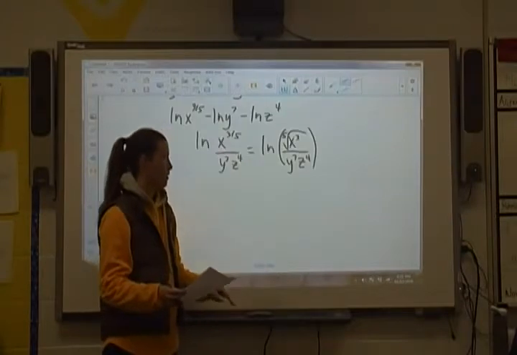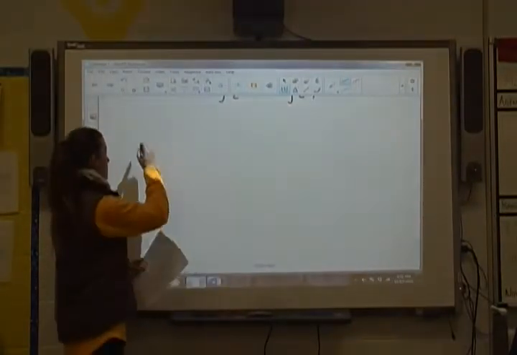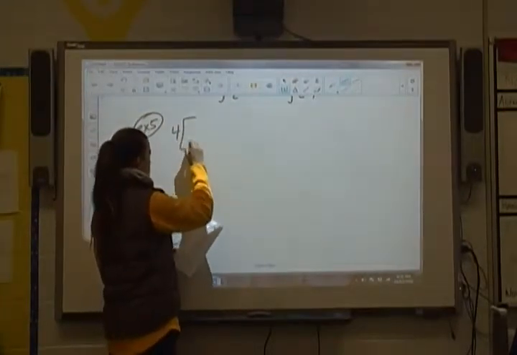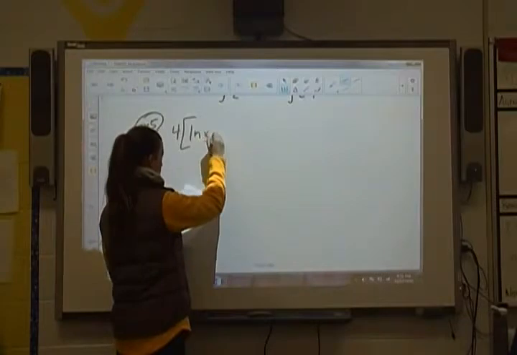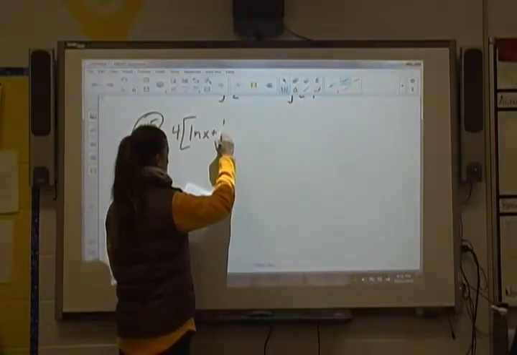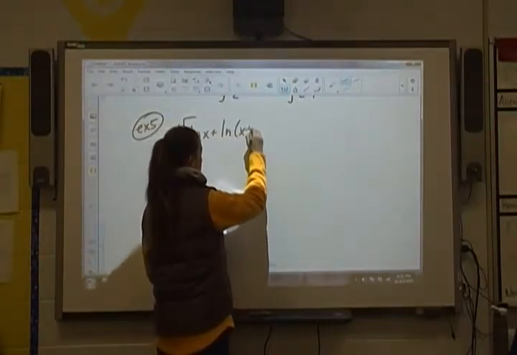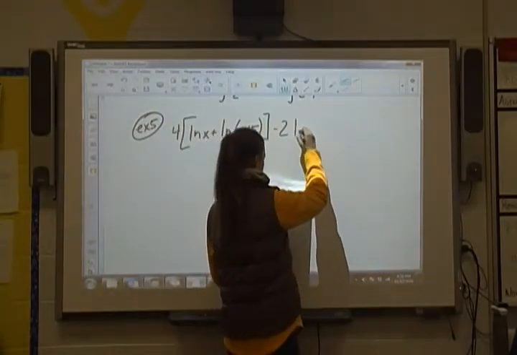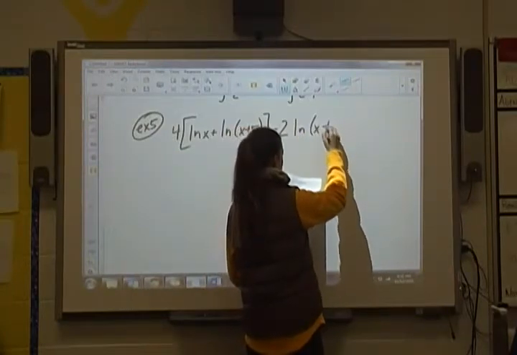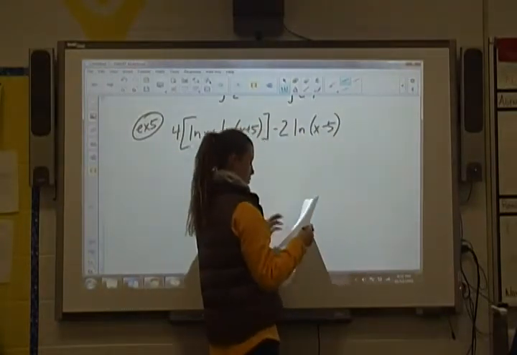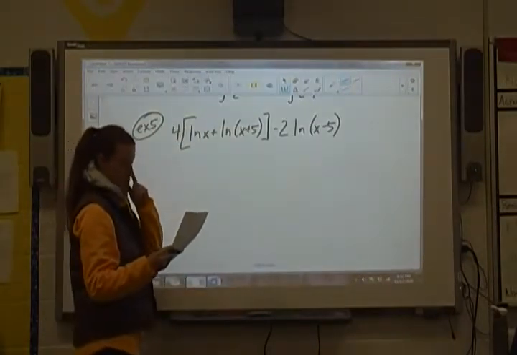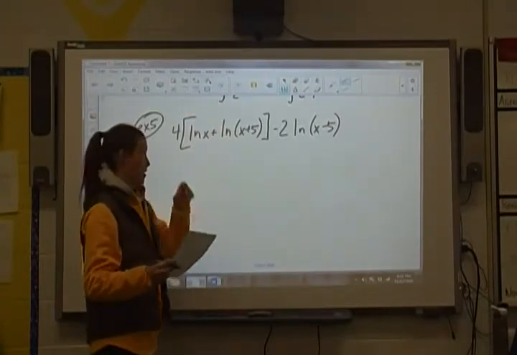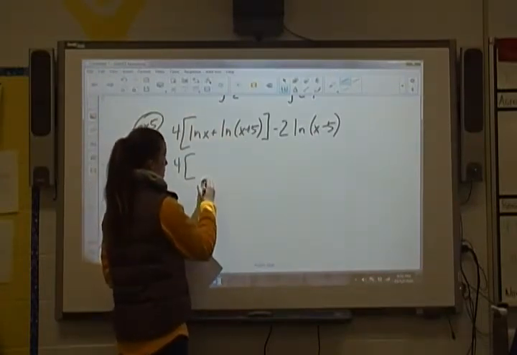Let's do one more crazy one. All right, example 5 here. We've got a 4 way out in front, natural log of x plus natural log of x plus 5, close the bracket there, minus 2 natural log of x minus 5. All right. So I'm going to try to simplify this into one logarithm first, then I'm going to put the 4 on that term. So I'm going to keep this 4 out here for right now.